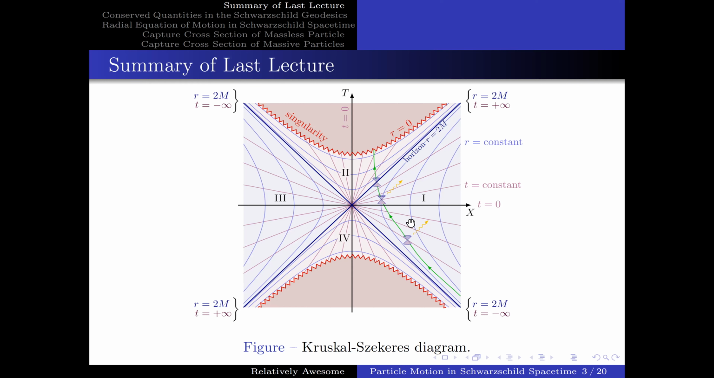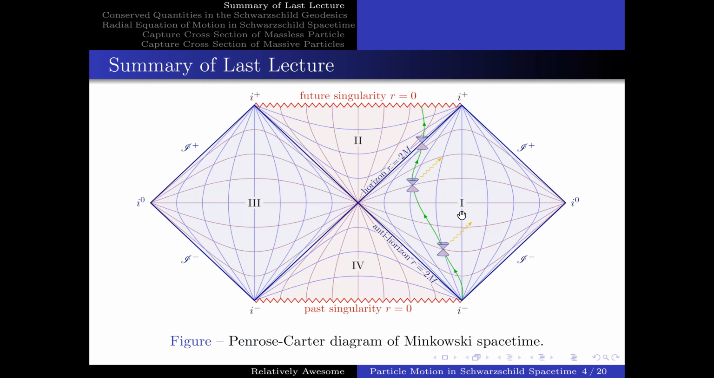For a better visualization, one can perform a conformal transformation to map the Kruskal-Szekeres diagram to a finite range, namely the Penrose-Carter diagram. Here, in this diagram, the x tilde and t tilde axes are the horizontal and vertical axes, respectively. We can see from the figure the blue lines correspond to lines of constant small r, and the gray lines correspond to lines of constant small t.